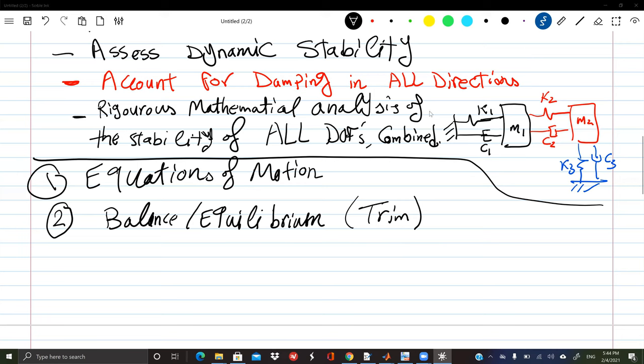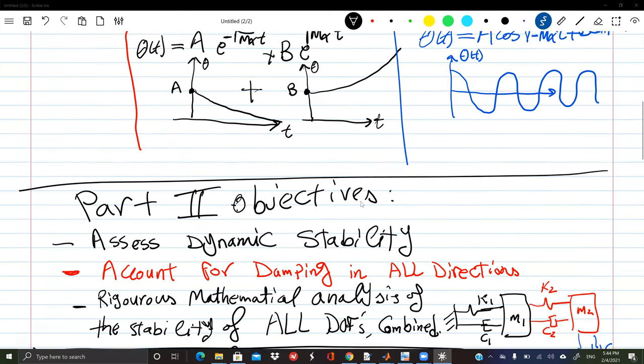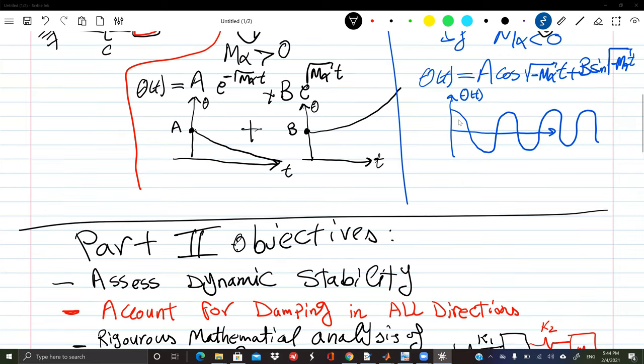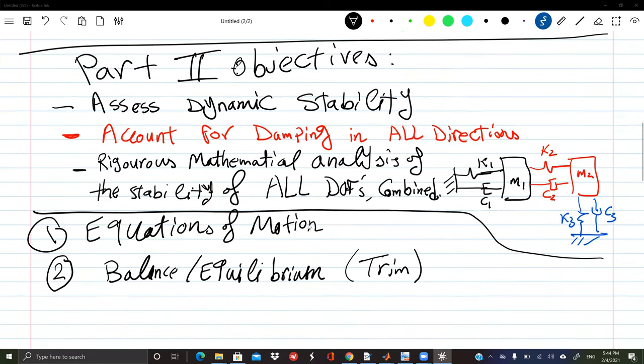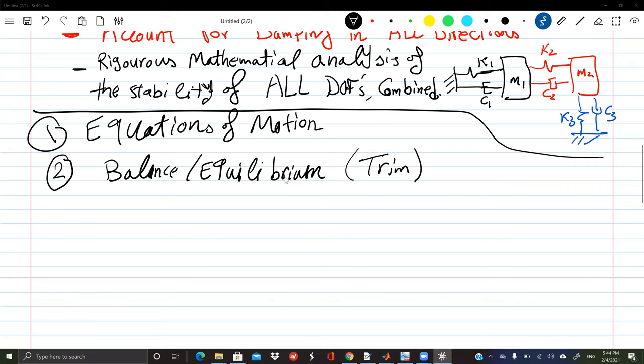So why isn't there a damping factor for the second case? What do you mean, Ethan? For the second case, where, what second case? This one, that was an old question. Oh, I'm sorry. Okay.